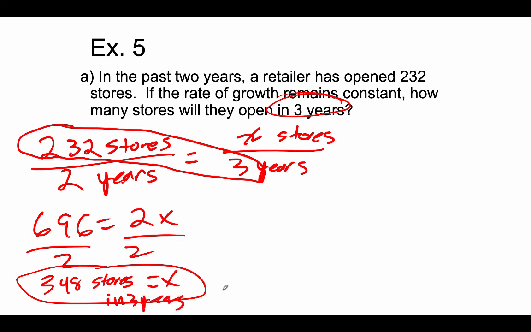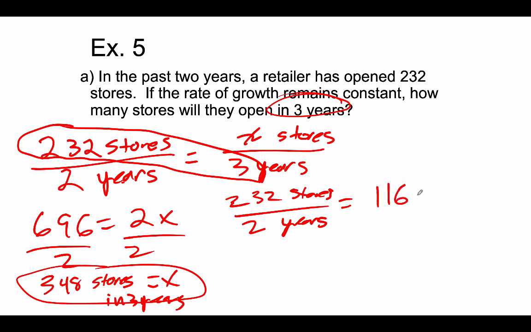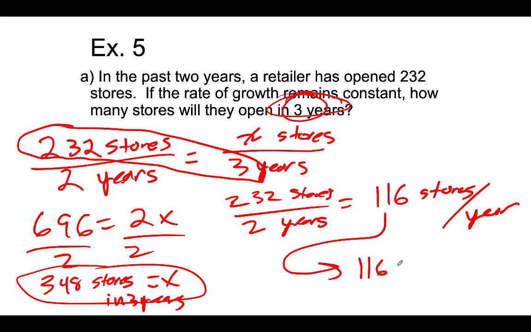Another way to do it. 232 stores, 2 years. Find the unit rate. 232 divided by 2, 116 stores per year. That's 1 year. And I want to know in 3. Take your 116 times 3. Oh, 348. Coincidence? Stores in 3 years.